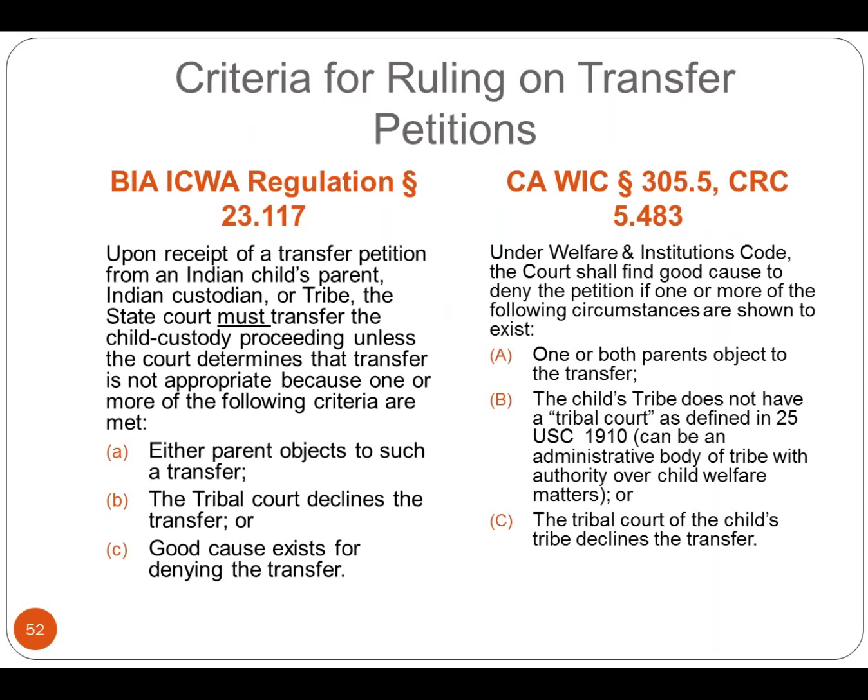What are the criteria for ruling on a transfer petition? Well, the state court must, and must is underscored here, must transfer the child custody proceeding unless the court determines that transfer is not appropriate because one or more of the following criteria are met. If either parent objects to such a transfer, then the transfer will not go forward. If the tribal court declines, the transfer will not go forward. And finally, if good cause exists, the state court may deny the transfer petition. We'll talk more about that in a moment.